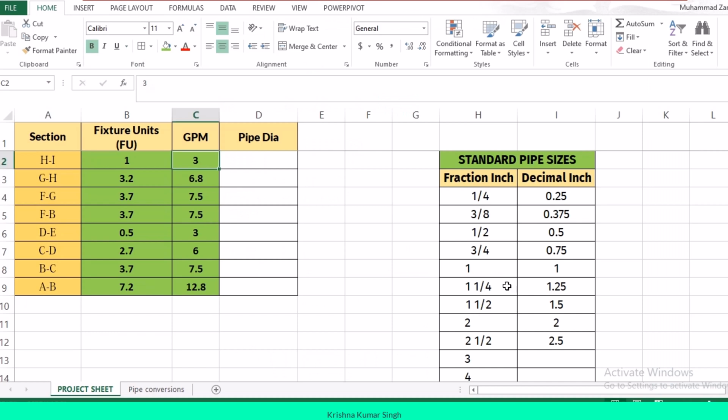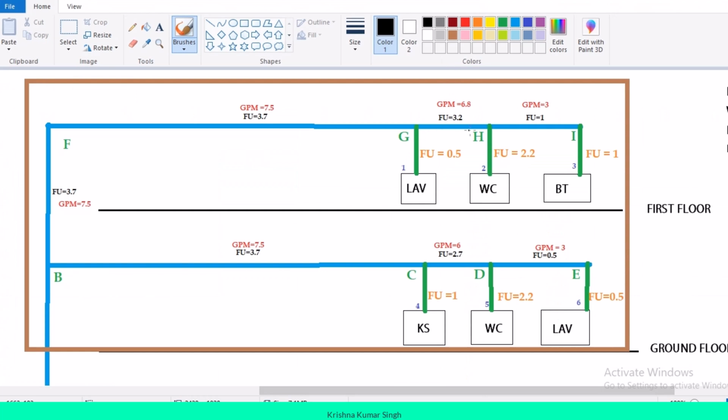Come back to our sheet. Normally the pipe sizes in the market are available in fractional inches, so it is giving you a 0.5 value. You can convert from this table. 0.5 decimal inch means 1 by 2 inch, so you can write down over here 1 by 2 inches. Now moving towards GH section. GH section has 6.8 GPM.